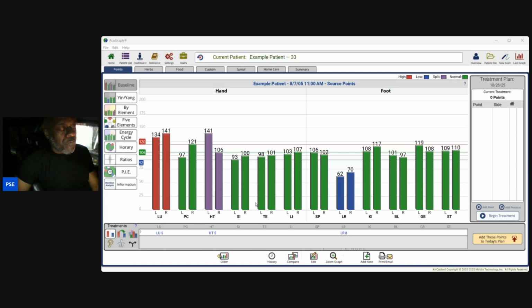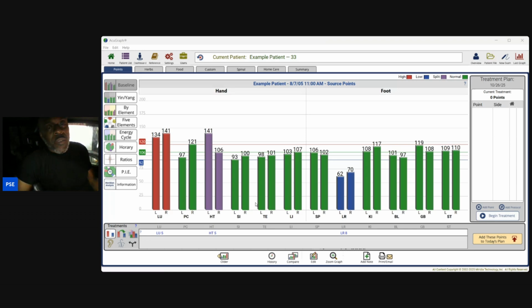If I wanted to treat a patient like this, I would basically sedate and clear the upper jiao. Because the upper jiao has an excess, you want to sedate it. If it was deficiency, you want to tonify it. But if it's excess, you want to sedate it. You want to harmonize what we call the metal and fire elements.